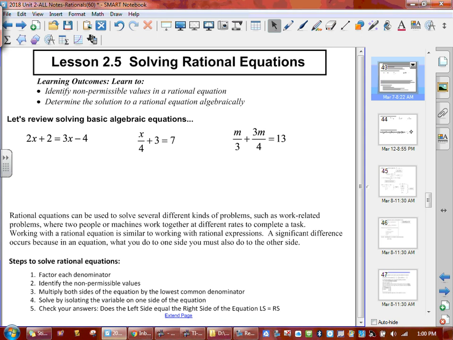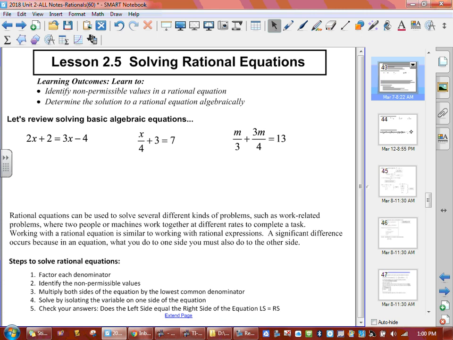This is lesson 2.5. We're going to solve rational equations. So this is the favorite part. Once we have an equal sign, we get to reduce the denominator and eliminate it completely. That's the best part. But the first thing we have to do, though, is always convert to our common denominator.